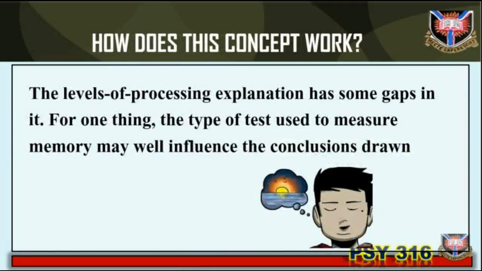The levels of processing explanation has some gaps in it. For one thing, the type of test used to measure memory may well influence the conclusion drawn. In another experiment, questions like "Was there something in the words you saw that rhymed with pain?" gave better results than the sentence task, Morris, Bransford, and Franks, 1977. Apparently, then, there are cases where a shallower level of processing, that is, the phonemic level in this case, as described in Table 2, gives better retention than a deeper level.